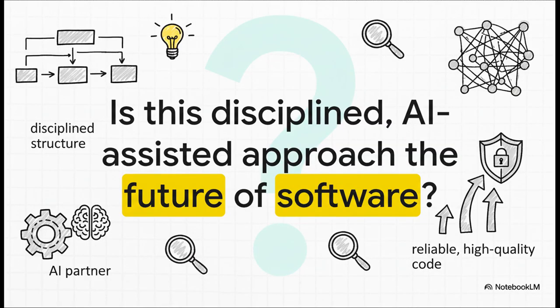And that really leaves us with a big question to chew on. As the software we build gets more and more complex, and as AI becomes a more powerful partner in that process, is this kind of super disciplined, structured approach still just a good idea? Or is it becoming an absolute necessity if we want to build reliable, high-quality software in the future?